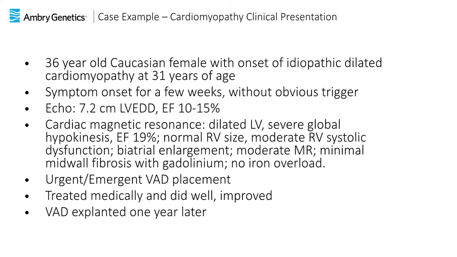She also underwent cardiac magnetic resonance imaging, and this again confirmed a dilated left ventricle, severe global hypokinesis, an ejection fraction of 19%, and she also had some moderate right ventricular systolic dysfunction with biatrial enlargement and some fibrosis upon gadolinium enhancement. She underwent emergent ventricular assist device placement, was treated medically, and over time did quite well and actually improved to the point where her ventricular assist device was able to be explanted about 1 year after her initial diagnosis.